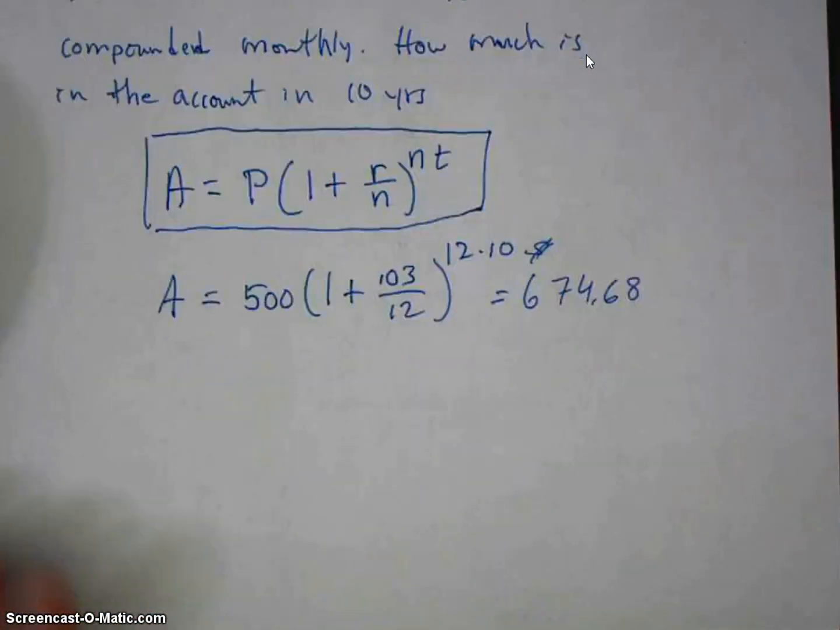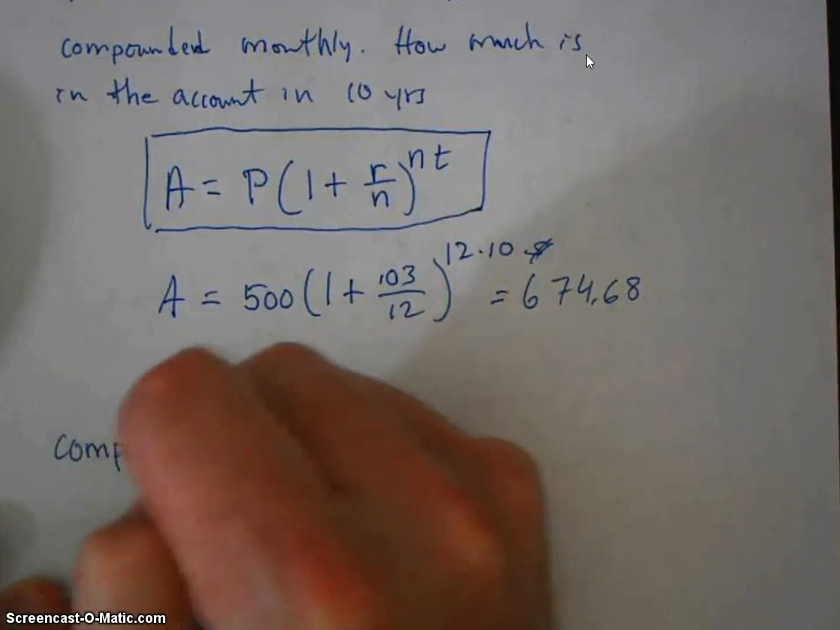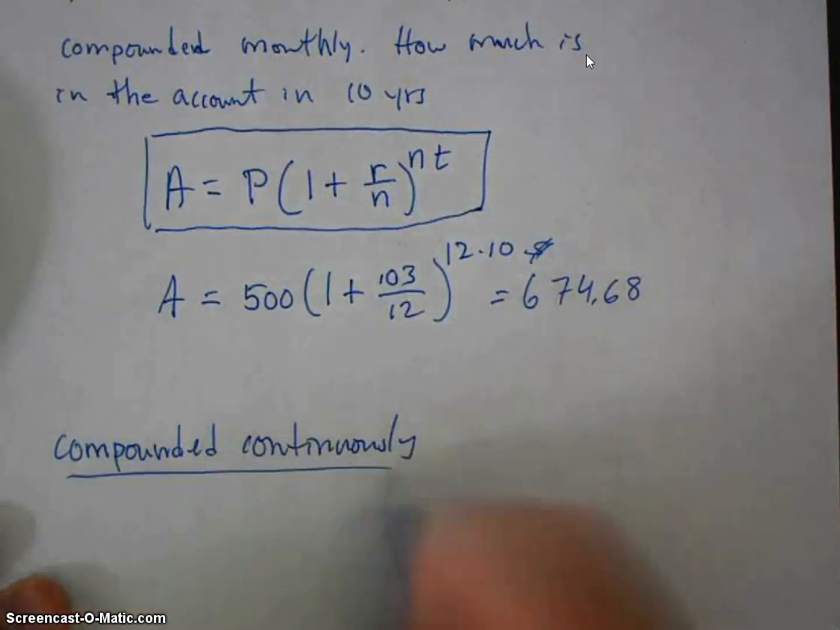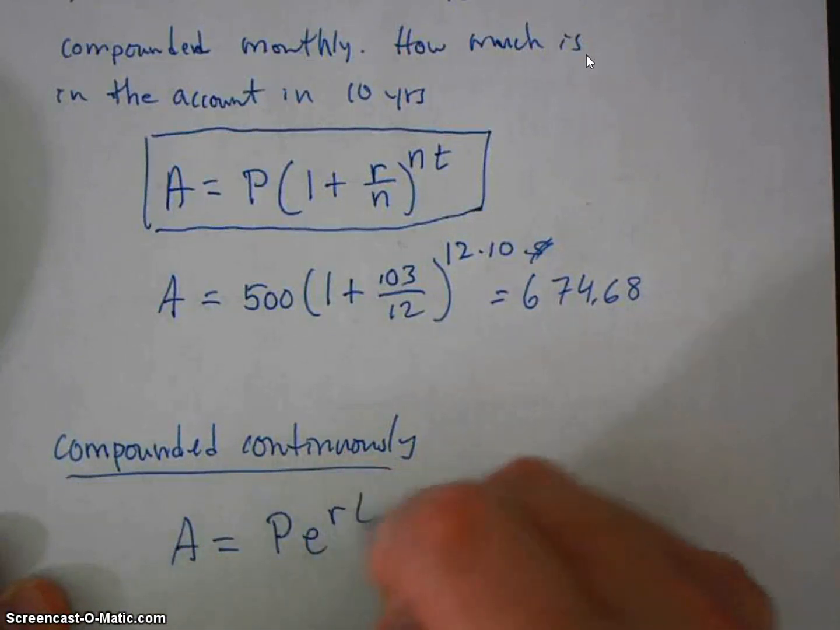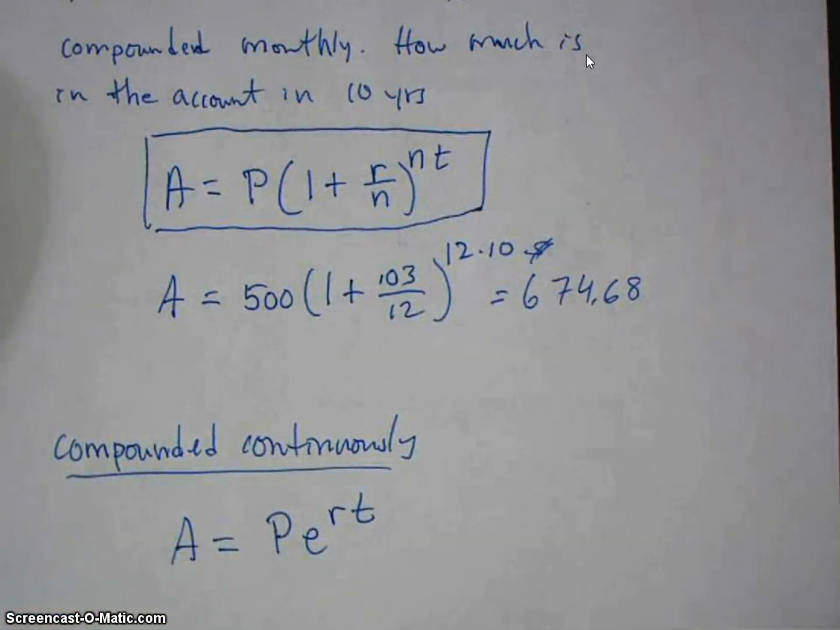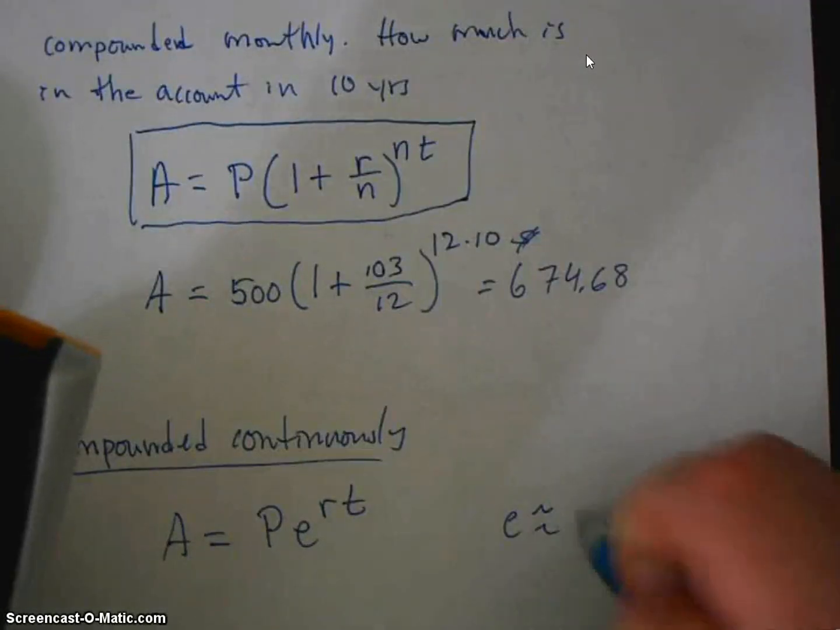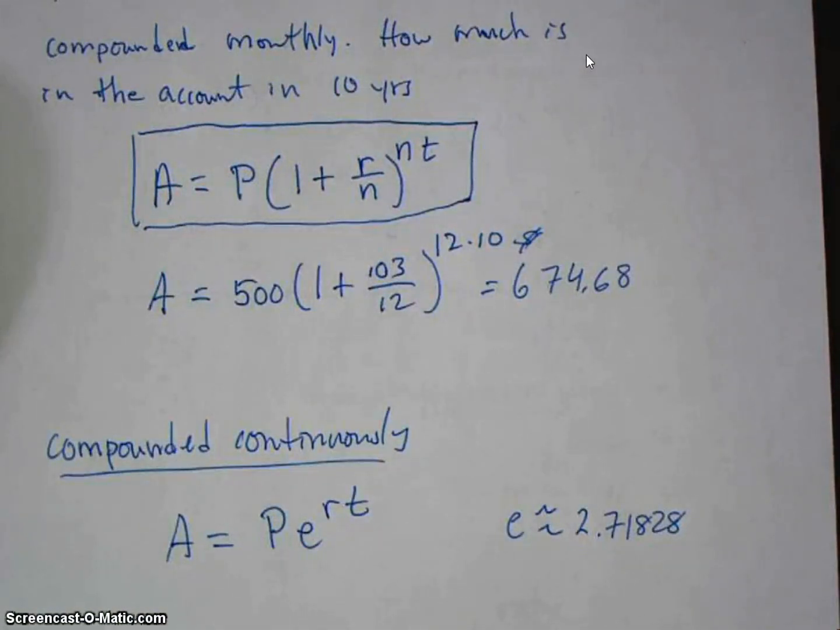There's one last formula you'll need. Let's say we have the exact same question, but it says compounded continuously. For compounded continuously, you use a slightly different formula, A equals P e to the RT. You should see an E button on your calculator. If you don't see an E button on your calculator, that's all right. E is about 2.71828. So if you don't see an E button on your calculator, you can just use that number. But my guessing is there's an E button on your calculator.